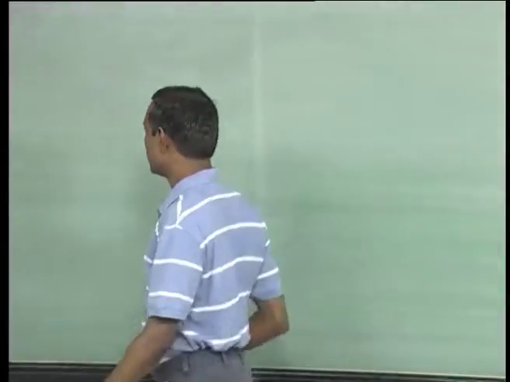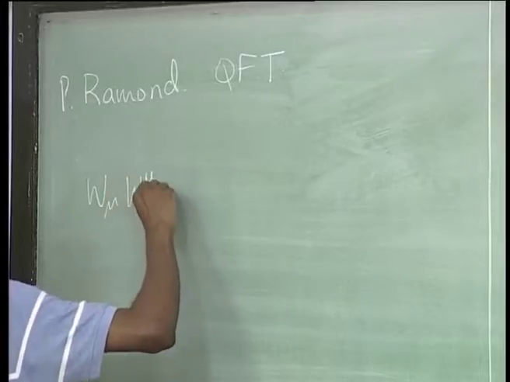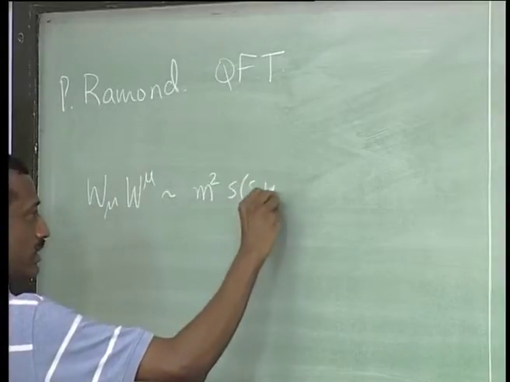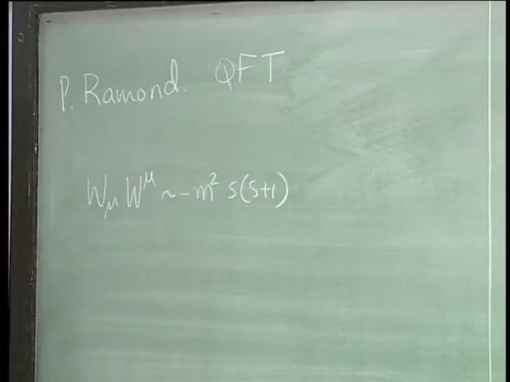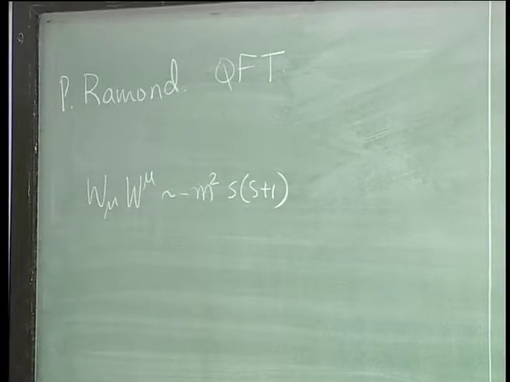And just one thing, I think yesterday I said that this should go like m square times s into s plus 1, and I think there is a sign or minus sign in our convention, okay. But that is again something which you can work out. So these are the eigenvalues of this Casimir, should be that, okay.